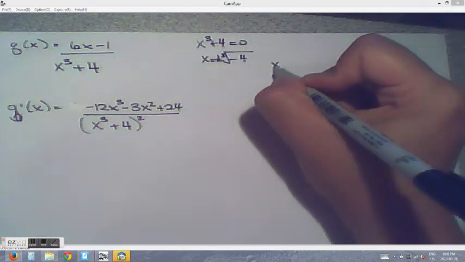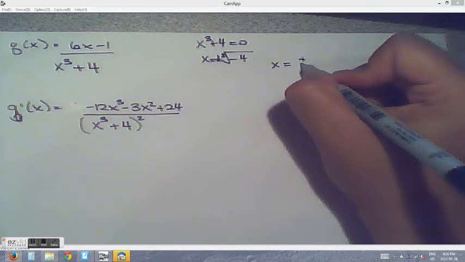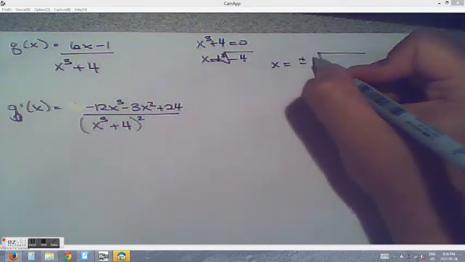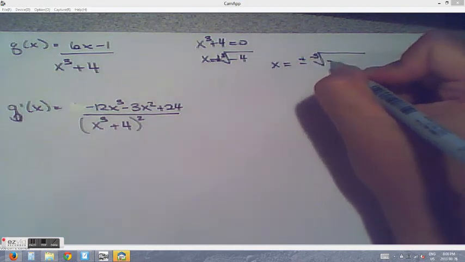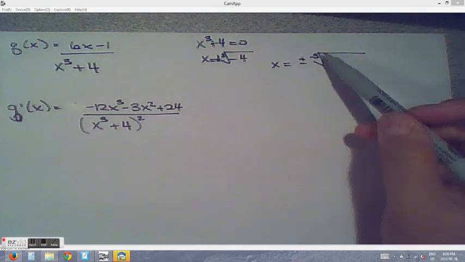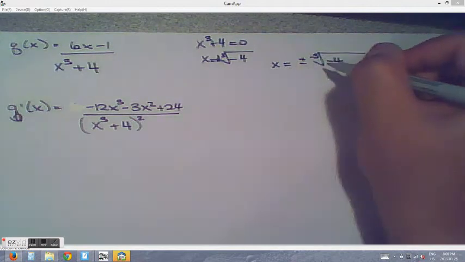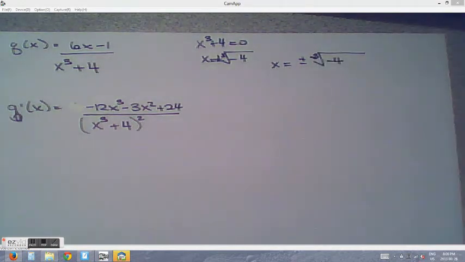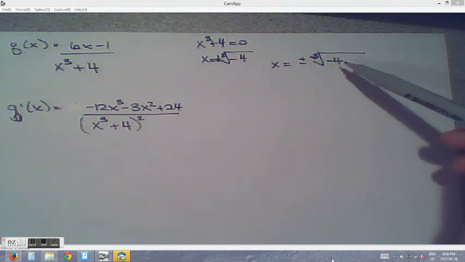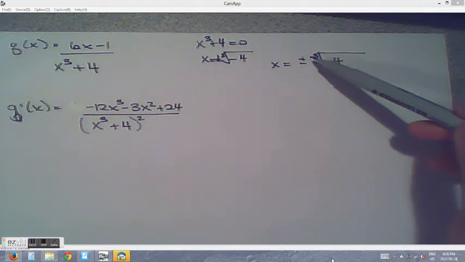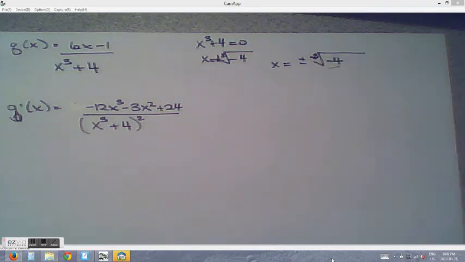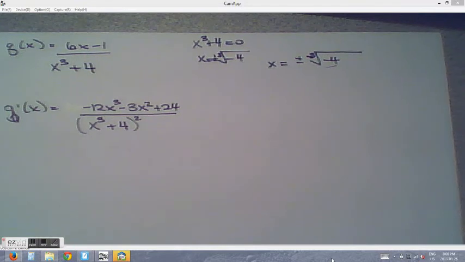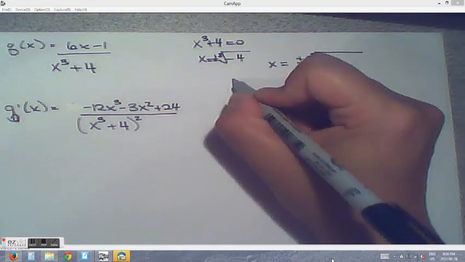So I'll just rewrite that. X is equal to plus or minus the third root of -4. And yes, we can take the third root of -4 because it's the third root. No, square root, we can't do that. So if it's a negative inside the radical, as long as it's odd, we can actually do that. That does exist.